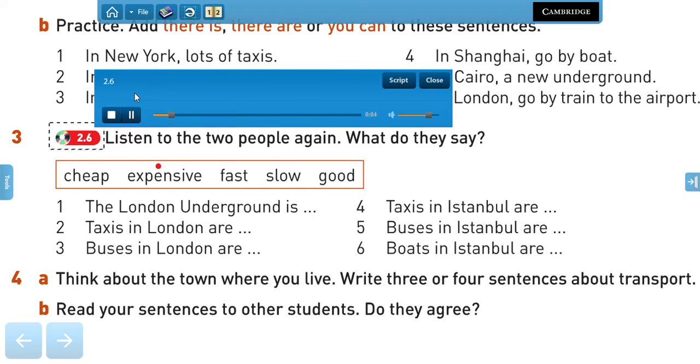London. In London, you can go everywhere by underground. It's very fast and quite expensive. There are taxis, and they are very expensive. There are no trams, but there are buses. The buses are slow, but it's a really good way to see the city. Istanbul. The buses are cheap, but they're quite slow. There are lots of taxis, and they're not too expensive. And you can go to many places in Istanbul by boat. The boats are very good, and they're cheap too.